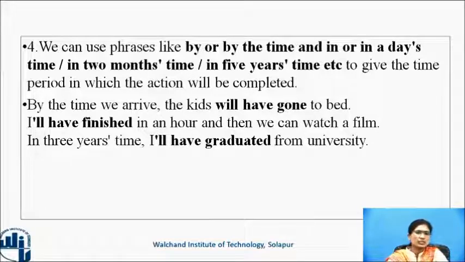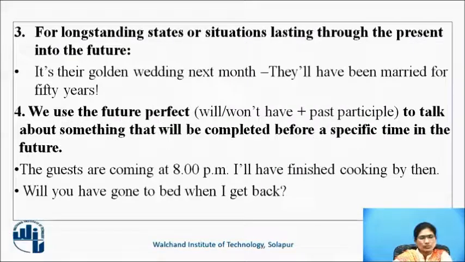to give the time period in which the action will be completed. For example, by the time we arrive the kids will have gone to bed. In 3 years' time, I will have graduated from university. Future perfect tense is used for long-standing states or situations lasting through the present into the future. For example, it's their golden wedding. Next month, they will have been married for 50 years.